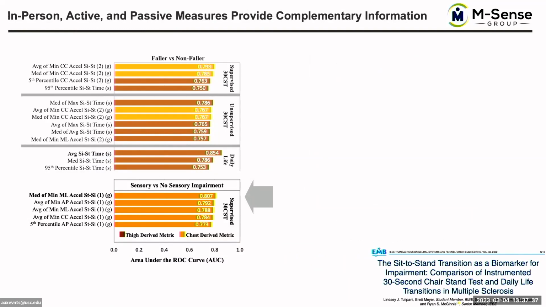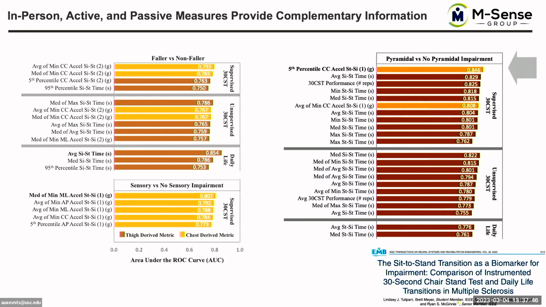But if you're trying to discriminate between groups of folks that have sensory and non-sensory impairment, a supervised 30-second chair stand test does better than those other two contexts. And similarly, if you're trying to characterize between groups that have pyramidal and non-pyramidal impairment, it's also those supervised 30-second chair stand tests, and to a certain extent, the unsupervised 30-second chair stand tests, that do well.